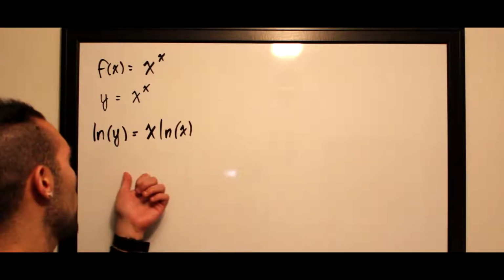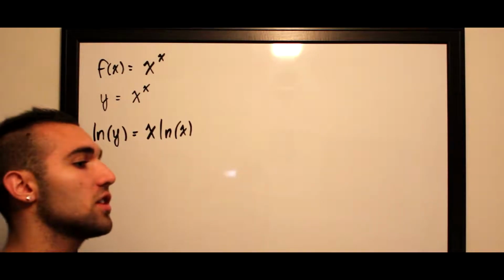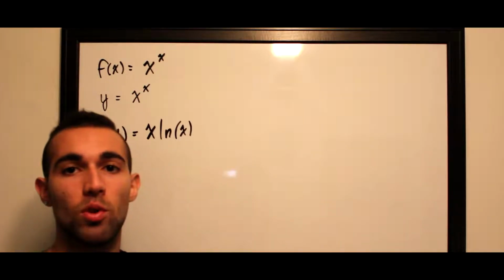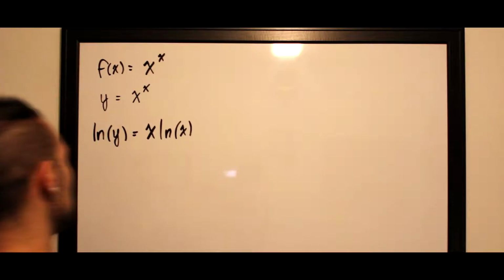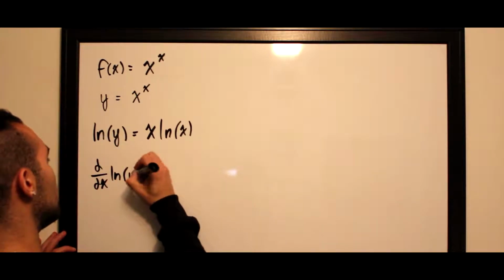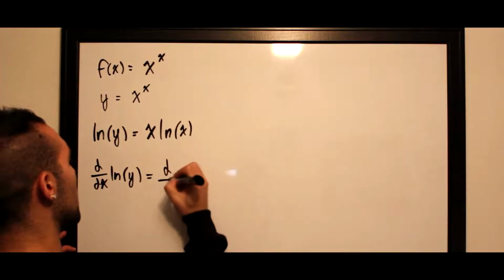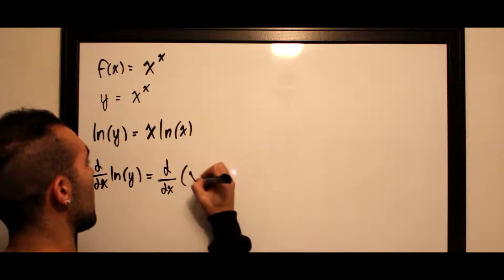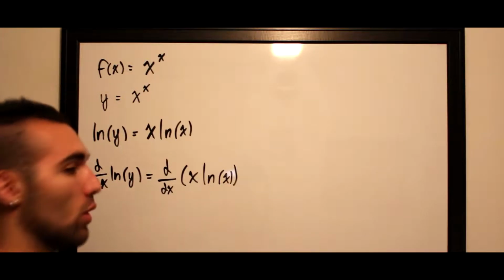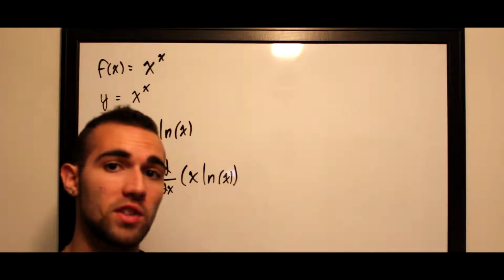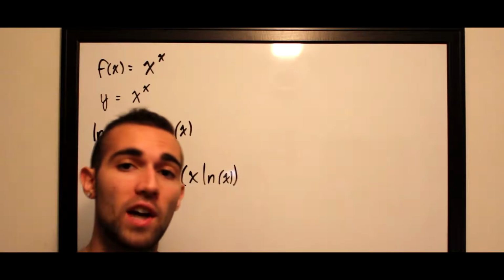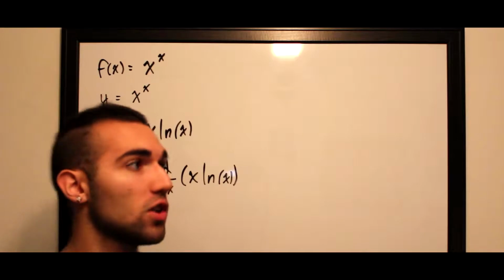So we have ln of y is equal to x times ln of x, and what we want to do next is differentiate both sides with respect to x. So we're going to take d by dx of ln of y, and then d by dx of x times ln of x. Now we've already taken the derivative of ln of y several times, and that is we want to use the chain rule because it's a y trapped within a ln of x function.